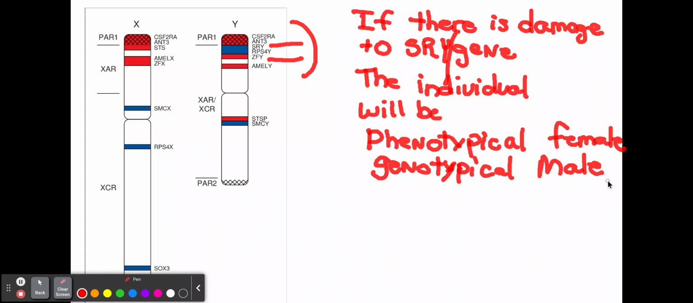So again, a damage, a mutation, anything to the SRY gene and the ZFY gene can lead to this. Again, phenotype is the physical appearance, and a genotype is the actual inside, the genes, the traits inside. So in other words, the genotype is what you inherited, what's your genetic makeup, and the phenotype expresses that genetic makeup. All right, that's our video today.